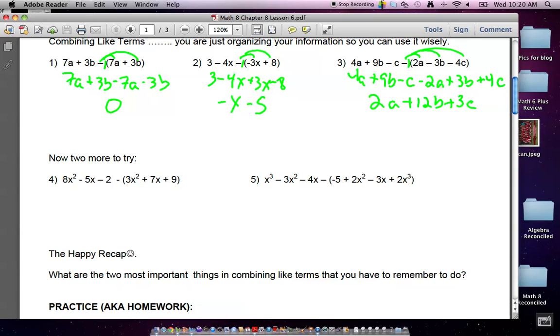Why do you think the answer to number 1 is 0? Yeah, for both of them, both signs, it adds up to 0. Very good. 7a and negative 7a is 0 A's. 3b's and negative 3b's is 0 B's. So altogether, I have no A's, I have no B's. What do I have altogether? 0. Nothing. That's the number that represents nothing.